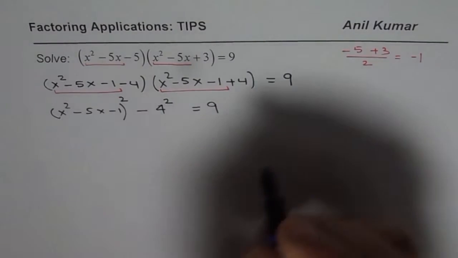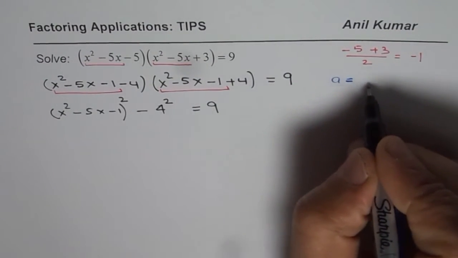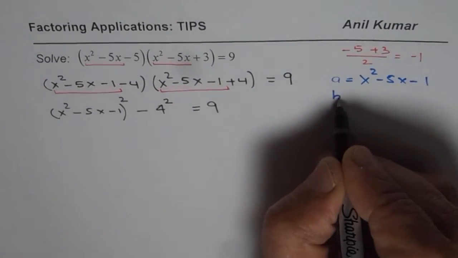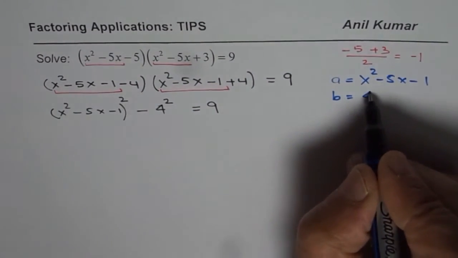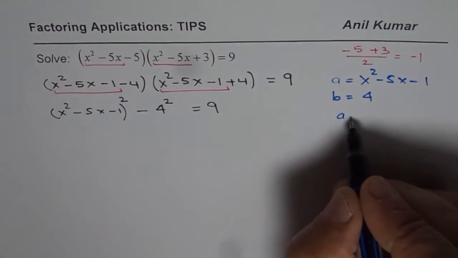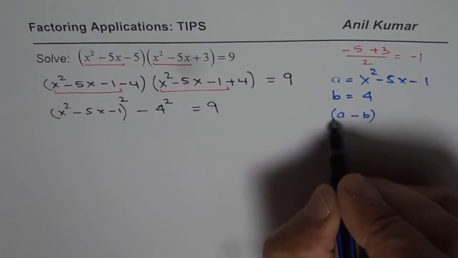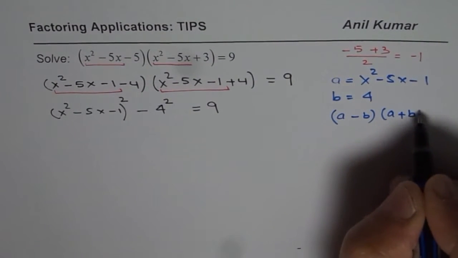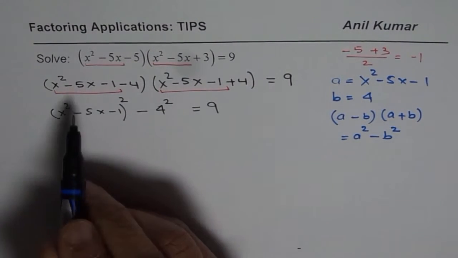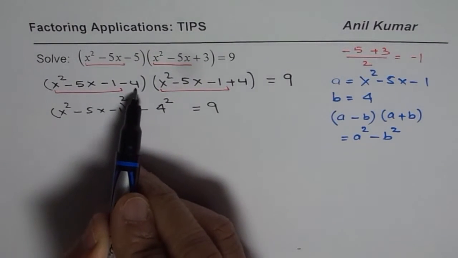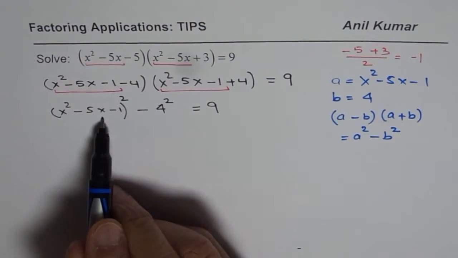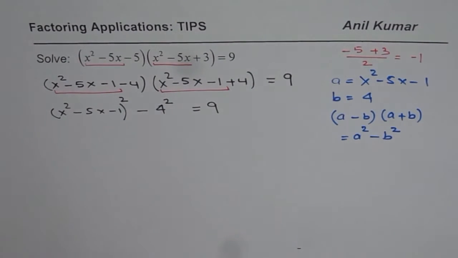So for me, I'm using a equals x squared minus 5x minus 1, and b is 4, right? And I'm using this formula, which is (a minus b) times (a plus b) equals a square minus b square, right? So this is a minus b, this is a plus b. When I multiply them, I get a square minus b square, correct?